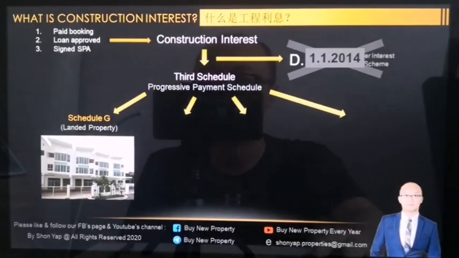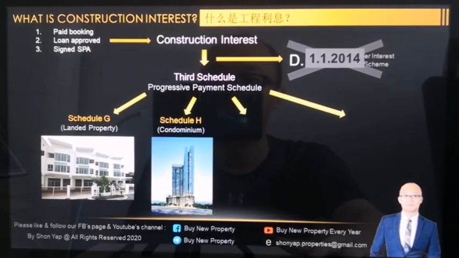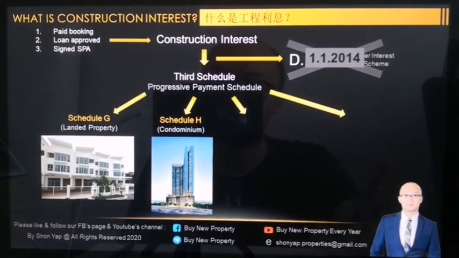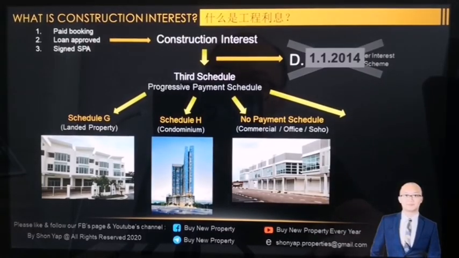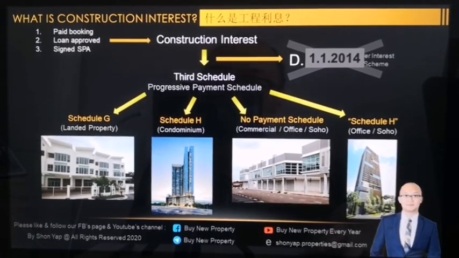The first one is Schedule G, which is landed property: semi-D, link house, bungalow. The second type is Schedule H, which is high-rise buildings, apartments, condominiums, or so-called serviced apartments with commercial title under HDA. The third type is pure commercial property, like office blocks, SOHO units, or shop blocks. And recently there is a fourth type, which is under Schedule H but is a commercial title property. Am I speaking too soft now, or should I slow down a bit?